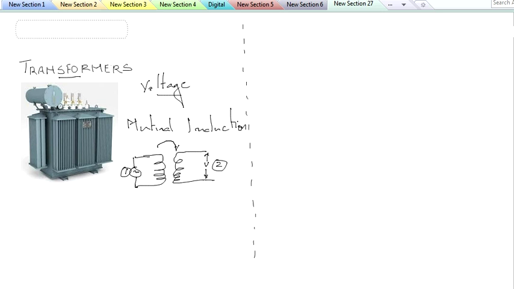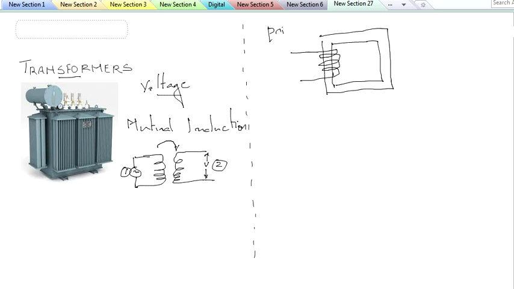Now let's look at it in detail. First, let's look at what constitutes the transformer. The basic framework constitutes an iron core, or the soft iron core. So right in the middle of a transformer is a soft iron core. On one end of the soft iron core is a coil, and this coil is called the primary coil. At the other end of the soft iron core is another coil, and this coil is called the secondary coil.